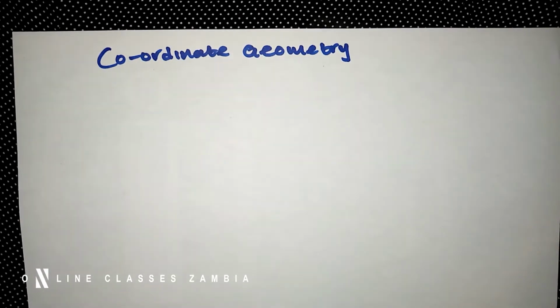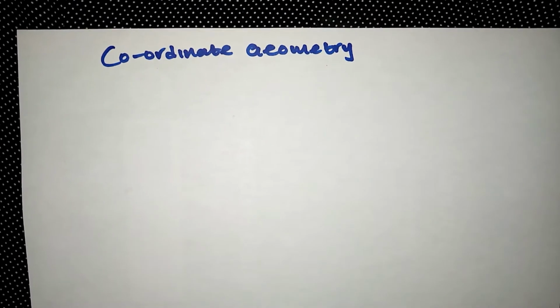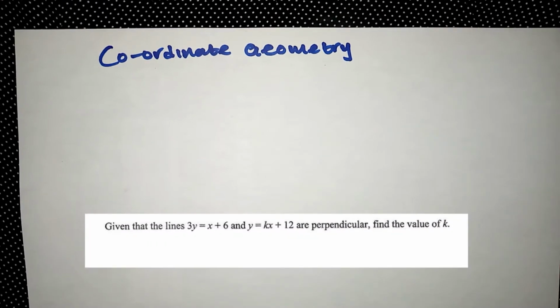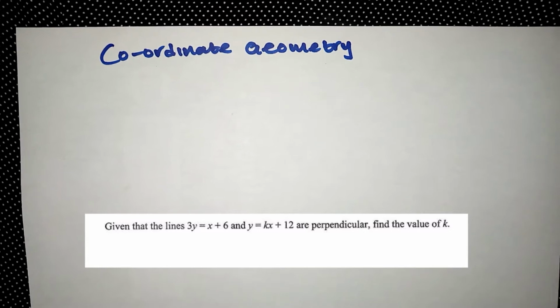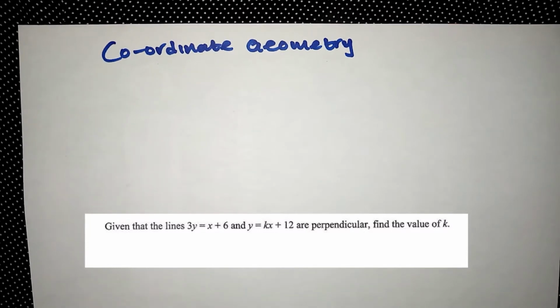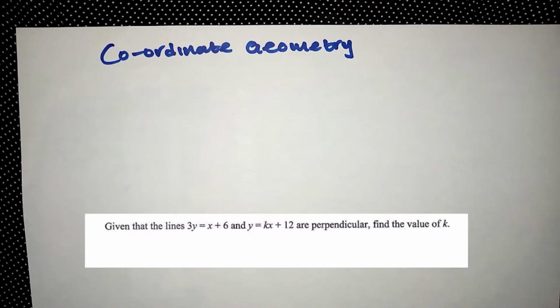Alright, welcome back. So I'll be solving two questions under this same topic, coordinate geometry. So the first question is, given that the lines 3y = x + 6 and y = kx + 12 are perpendicular, find the value of k.